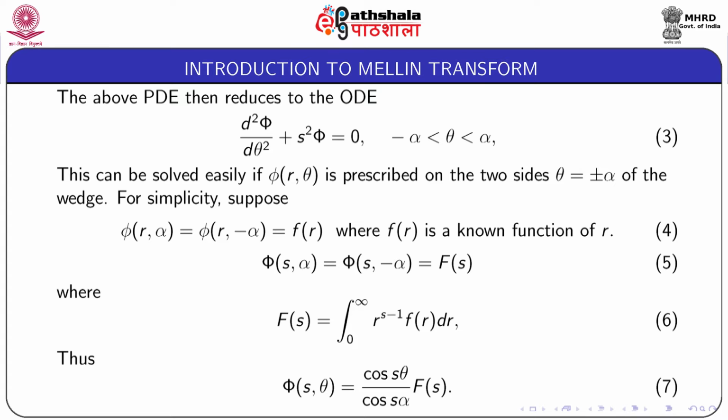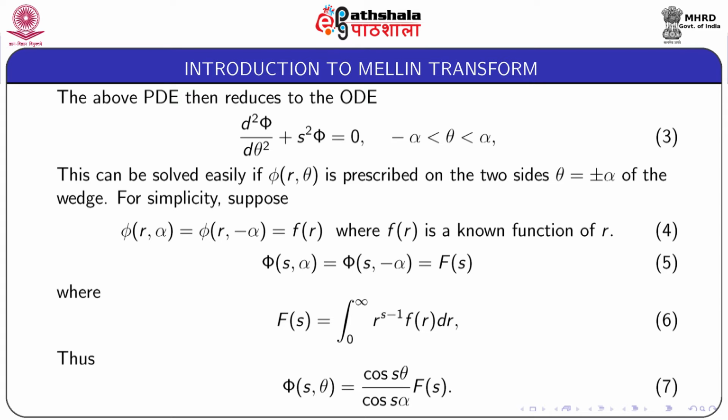So, using this condition we solve equation 3, and the solution is given by equation 7, that is capital Phi_s(theta) equals cos(s theta) by cos(s alpha) into capital F(s), where capital F(s) is given by the integral of r to the power s minus 1 small f(r) dr, and capital F(s) is given by capital Phi_s(alpha), which is equal to capital Phi_s(minus alpha). This equation 5 is obtained from equation 4 after multiplying equation 4 on both sides by r to the power s plus 1 and integrating with respect to r from 0 to infinity.